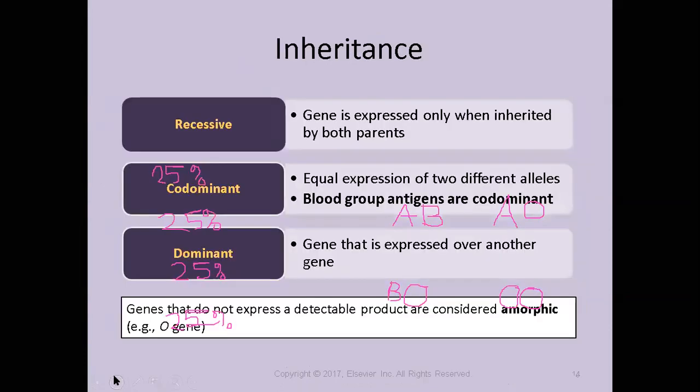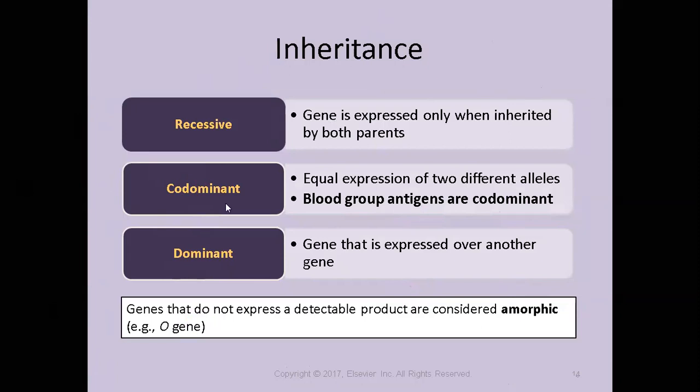Let's move next. All right. So it's really too bad that all of these drawings don't carry over. So let's talk a little bit more about inheritance.